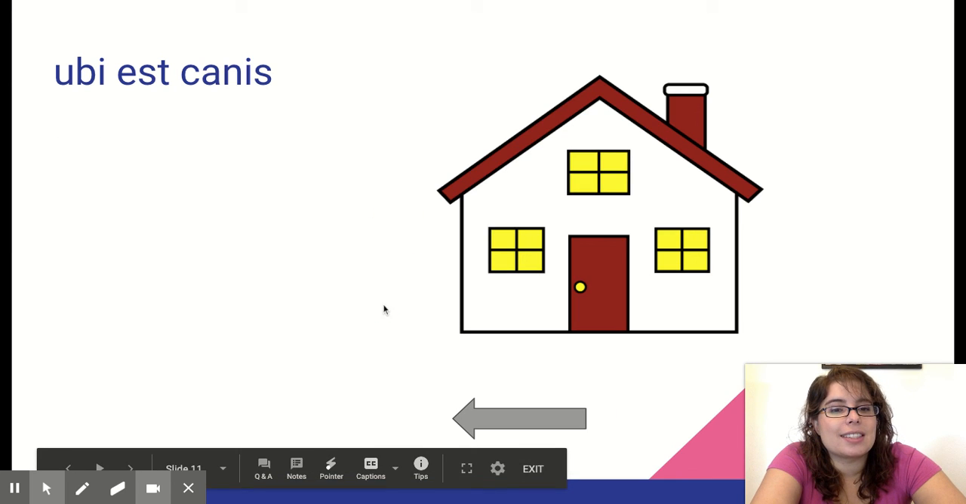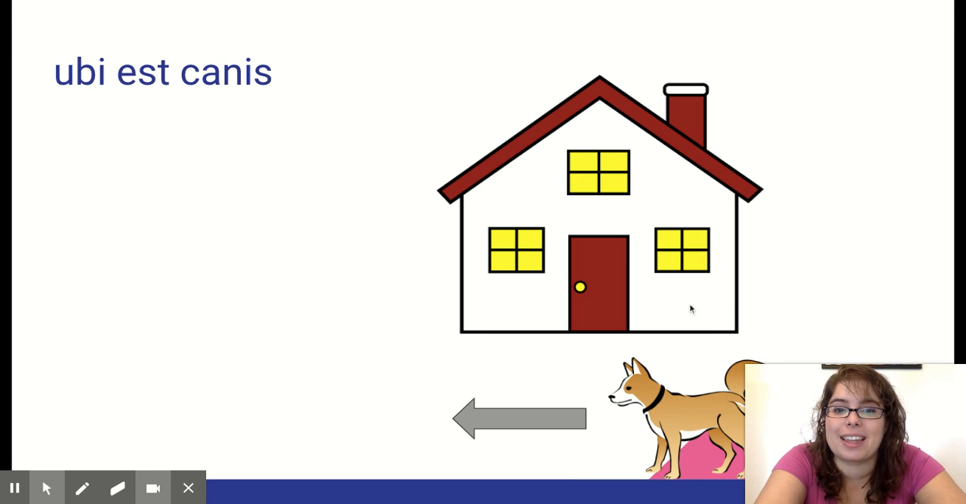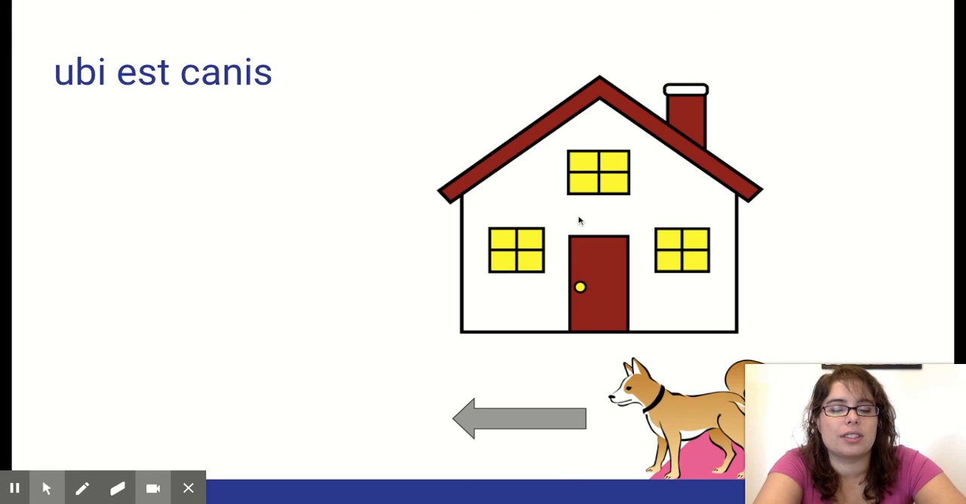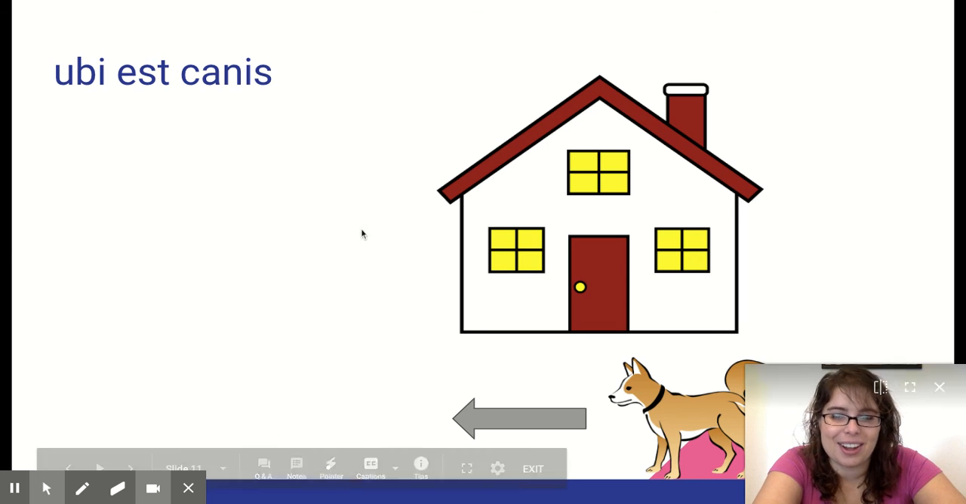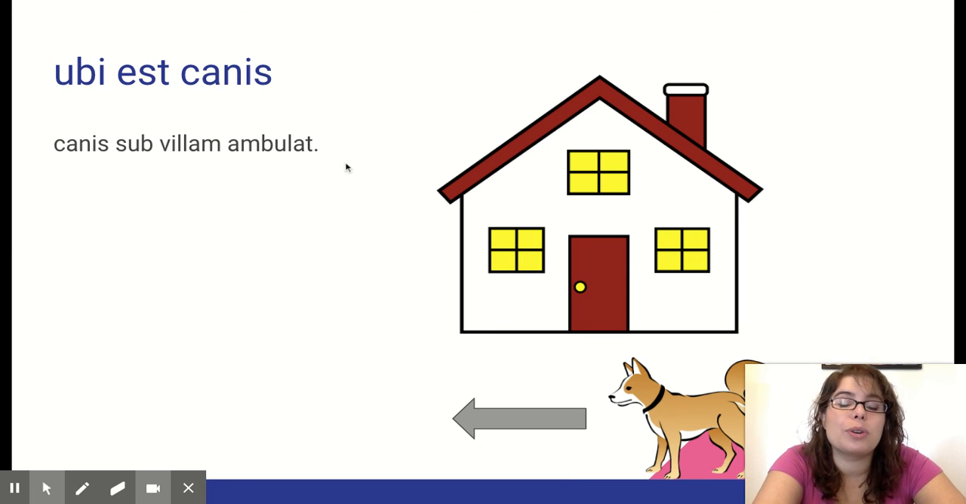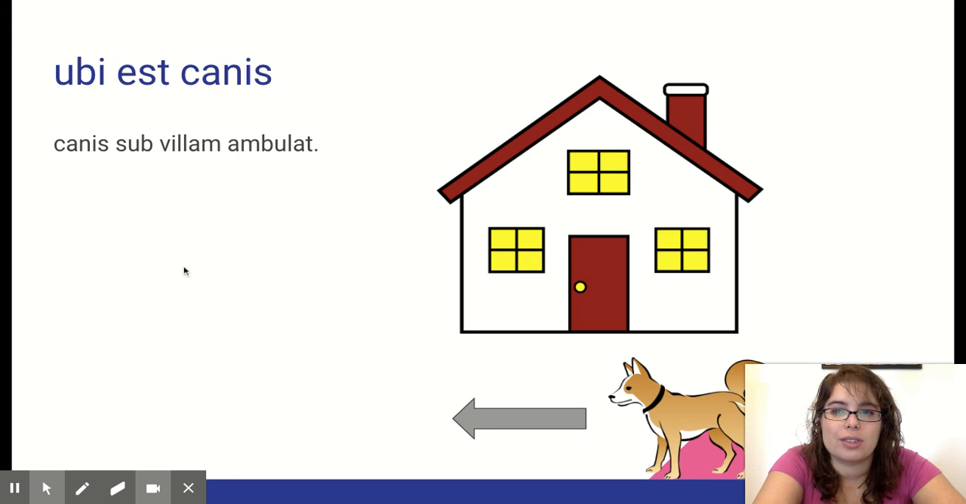Ubi est canis? Some more animation here. There's some motion involved, so maybe that'll help you. And this house is supposed to be sort of floating, so pretend this house is floating up in the sky. And this dog, where is the dog going? Where is the dog walking? Canis sub villam ambulat. So the dog is under the house, but he's walking under the house. There's motion. So in this case, we're going to have sub take the accusative villam. So canis sub villam ambulat.